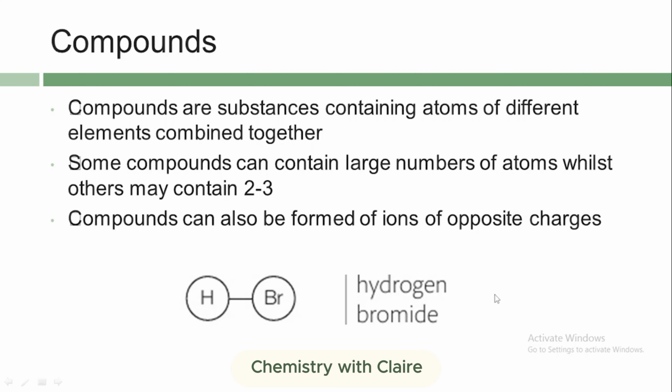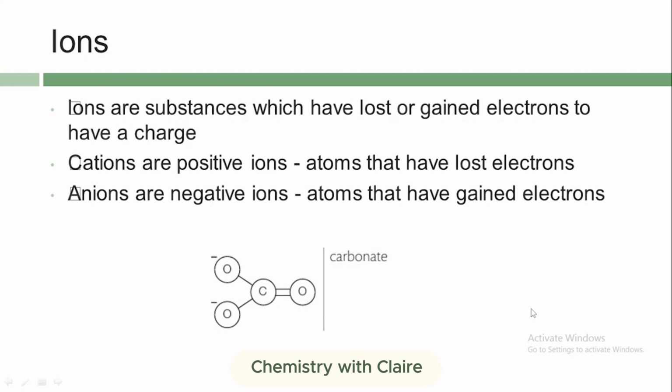Compounds, as we know, will contain more than one type of element. So here we can see in the compound there is hydrogen and bromine. It forms hydrogen bromide, and there can be more than two; there can be three or four elements chemically combined together to form a compound.